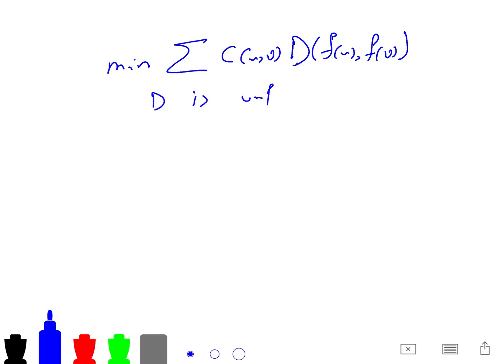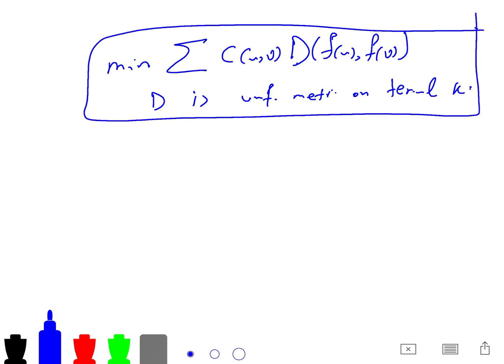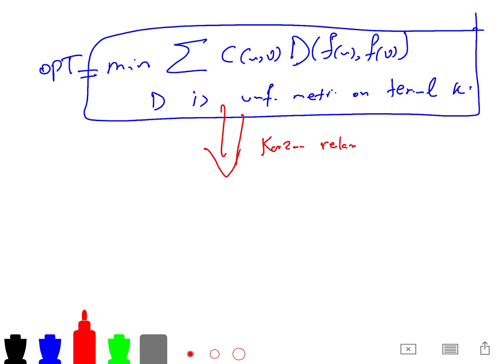This d is a uniform metric on terminals K, and we call the minimum of this OPT, and then the Karzanov relaxation.